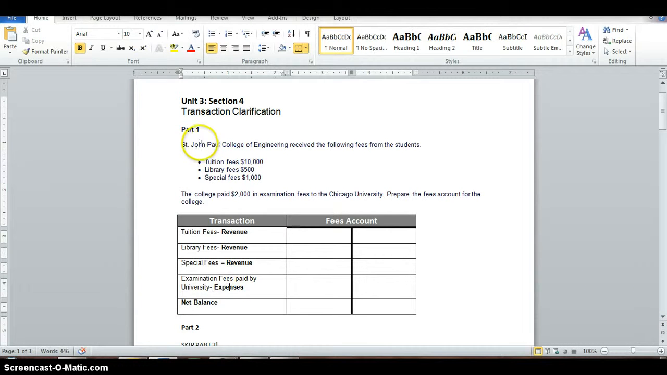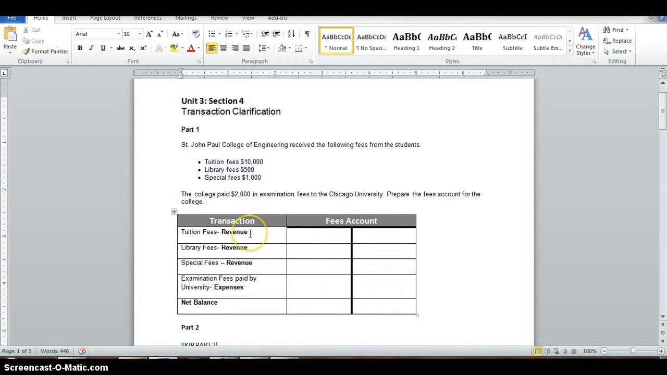All right, we're looking at St. John Paul College of Engineering, and we received the following fees from students. Okay, so we received these, so that'd be revenue for us from students. We received tuition fees, library fees, and other special fees. And then the college paid $2,000 in examination fees to Chicago University. So that's money that left us.